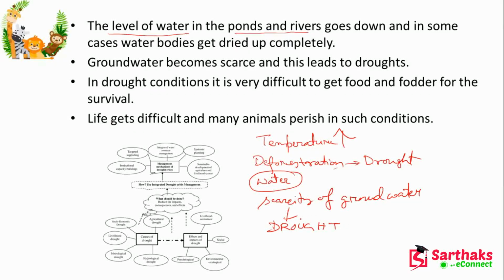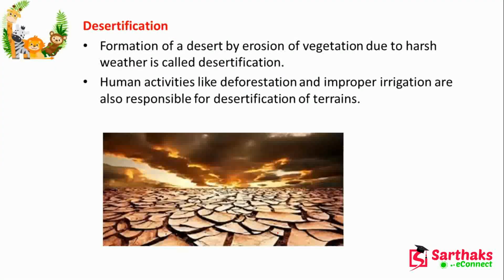Now, if drought conditions are there, it is very difficult for any animal to live there. So life gets difficult and many animals perish in such conditions. So these are the different causes of the drought, and now we will see what happens.